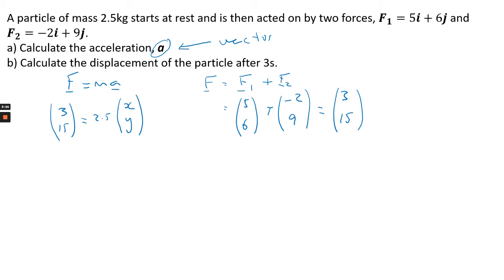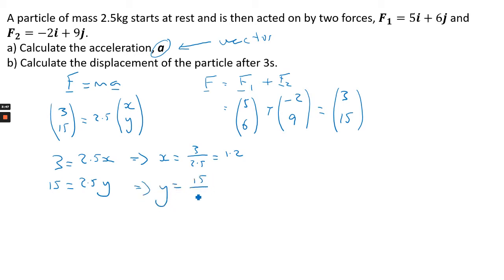This will give us 2 equations. This will tell me that 3 needs to equal 2.5 times X, and that 15 needs to equal 2.5 times Y. Okay? This top equation gives me a value of X, which is 3 over 2.5, which is 1.2. And this second equation gives me Y is 15 divided by 2.5, which is 6.